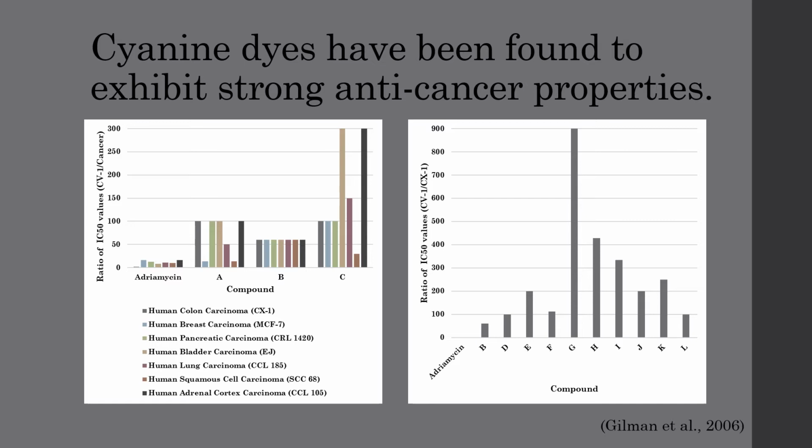The figure on the right shows the selectivity of Adriamycin and a handful of cyanide dyes against CX1, a human colon carcinoma cell line. In this case, Adriamycin is at the negligible 1.5 ratio, while the least selective cyanide dye comes in at 60. It is abundantly clear that the cyanide dye family exhibits exceptional anti-cancer properties depending on the type of carcinoma. My research has obtained a dye from this family to use as a control compound, while we manufacture an additional one for further investigation.